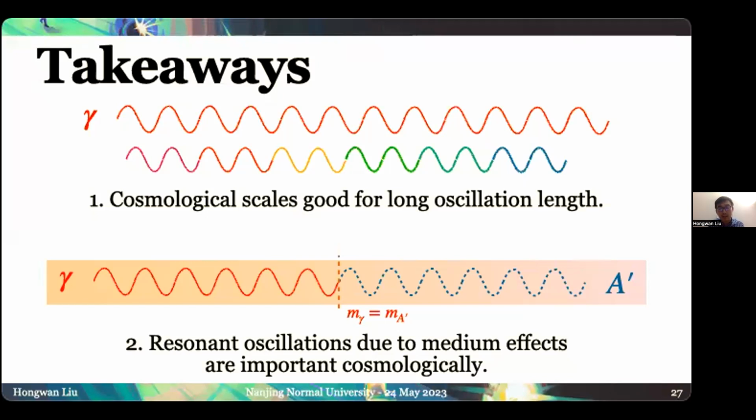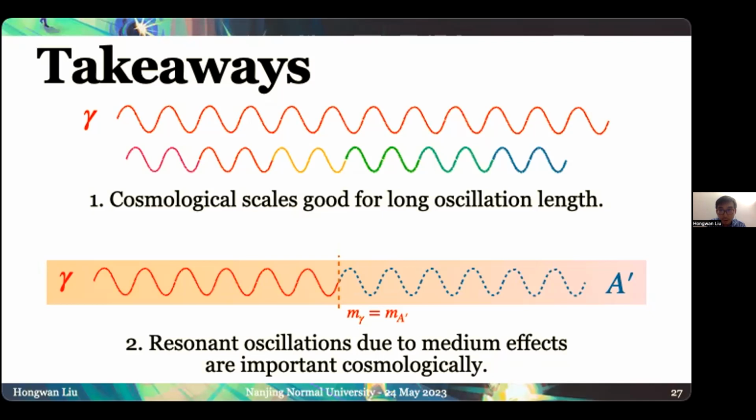Another thing to take note of is that there are resonant conversions between photons and dark photons that occur when the effective plasma mass, m gamma, is equal to the mass of the A prime, ma prime. At this point, you get a strong conversion between the two states that scales as the size of the observable universe. And this makes cosmology a very effective probe of dark photons.